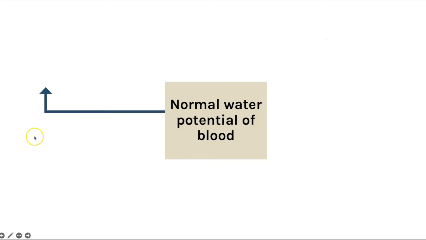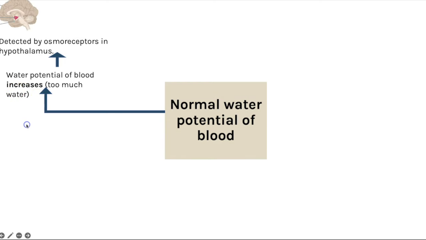So if we have a look then at this overall view of the homeostasis, negative feedback. We've got our normal water potential of the blood. Now the water potential of the blood could increase, so maybe you've drunk a lot of water in a short space of time. And that increase in the water potential of the blood gets detected by the osmoreceptors, which are within the hypothalamus in the brain.